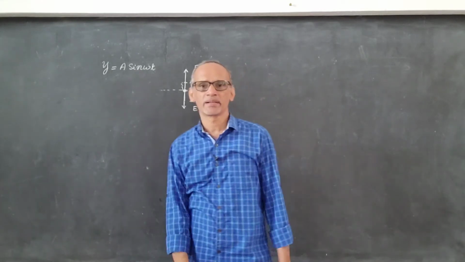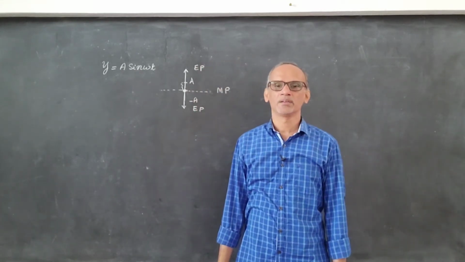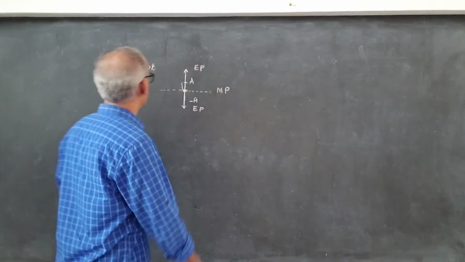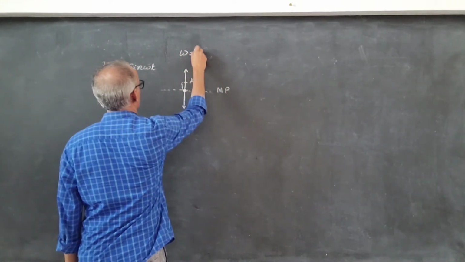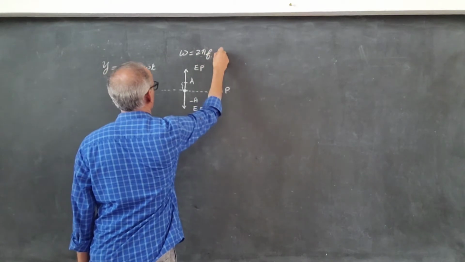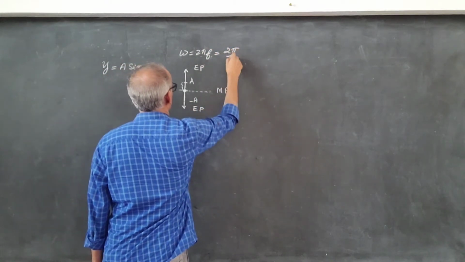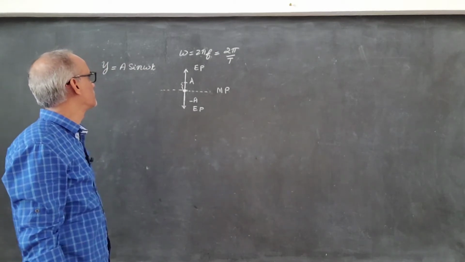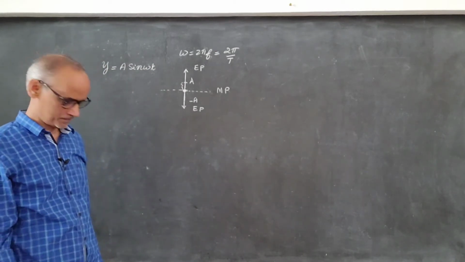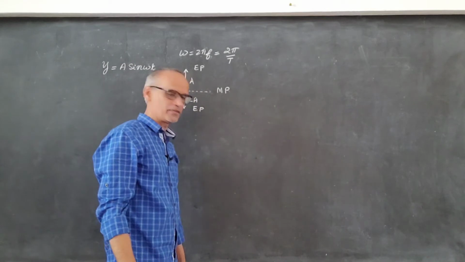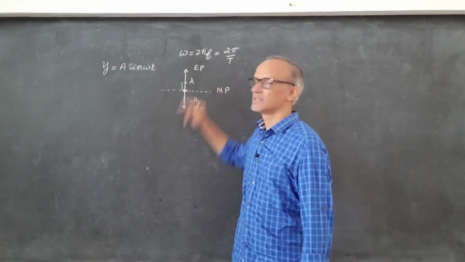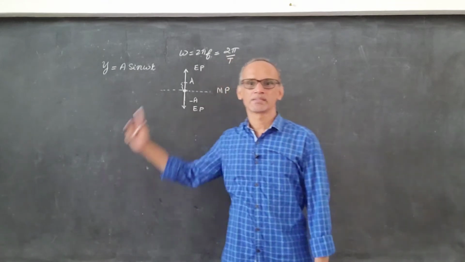So, this is a trigonometric function, and ω is called angular frequency or angular velocity, which is given by ω = 2πf, which is also equal to 2π/T. We used that equation in the chapter on rotational motion, and even in uniform circular motion, where f is the frequency and T is the time period.